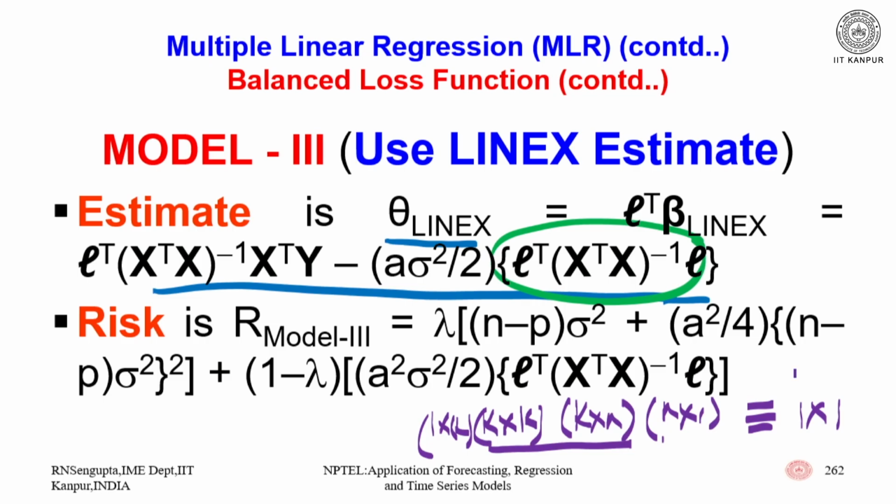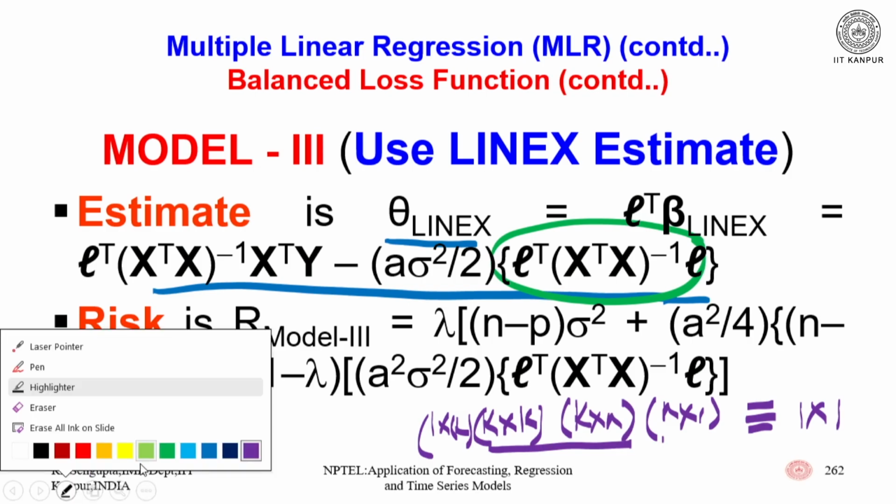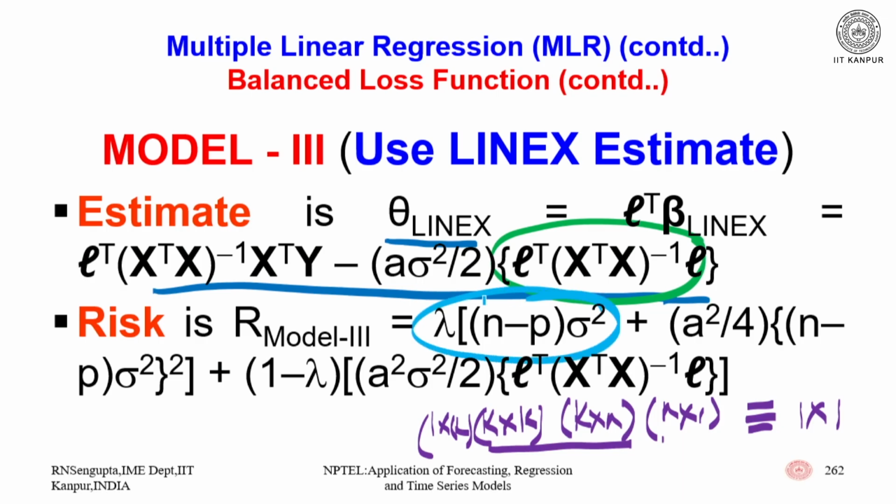Once you put that in this formula, you have two parts. Part 1, which I am now circling in light blue, is a scalar: lambda, n is known, p is known, and sigma square is known. Sigma square is the variance of the error. And in the second part, A is known from the LINEX, n minus p you know, sigma you know, squared basically, and 1 minus lambda is known, so again this whole part is known. So, model 3 is also a scalar, and we now have model 4.